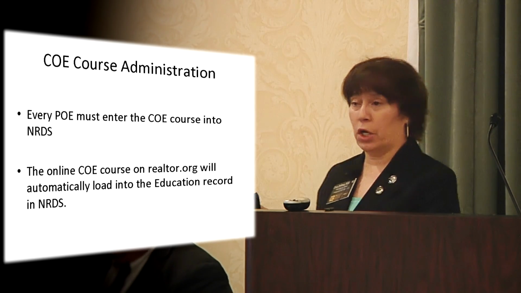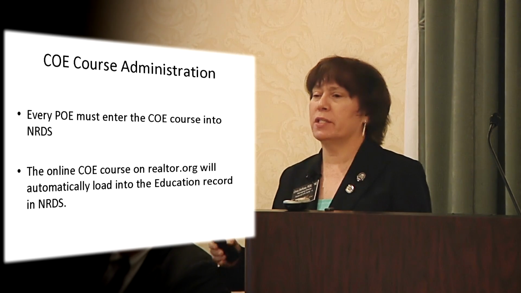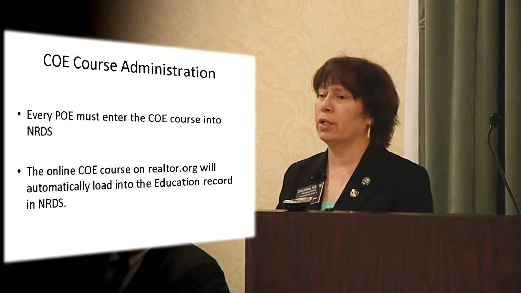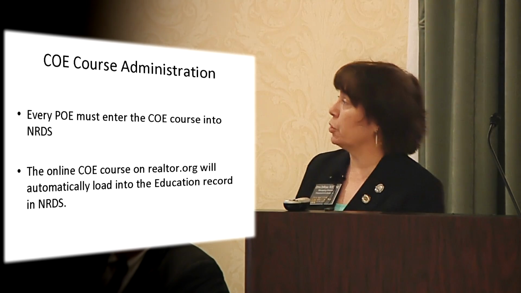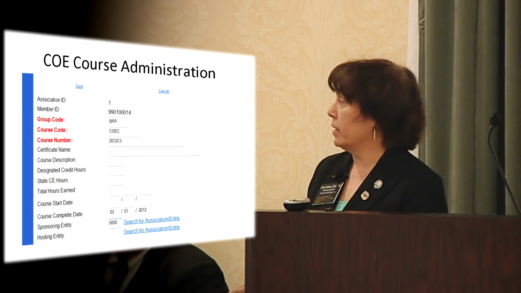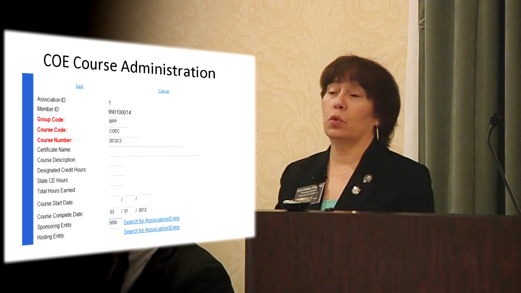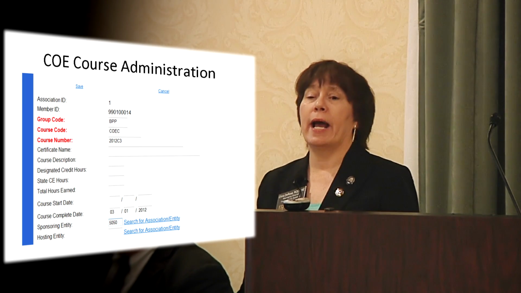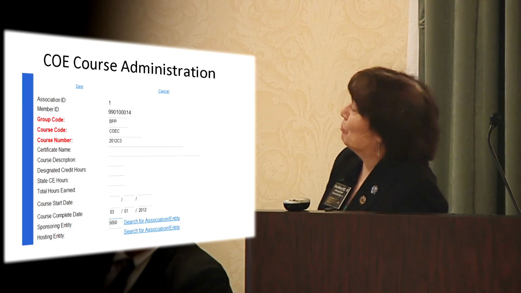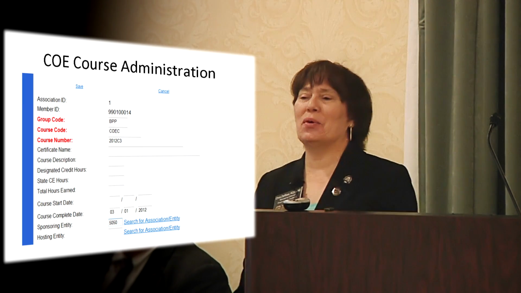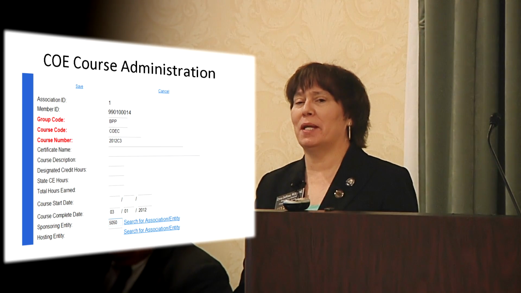Again, the education record existed before Code of Ethics, so there are a lot of fields in it because it was intended to track all sorts of education, but if what you're doing is putting in the Code of Ethics, there are only a few fields that you need to worry about. It's fairly simple, the information that you would enter. Group code is required, and you always use BPP because it was board policy that came up with this idea. The course code is COEC, and the course number is the most important field to pay attention to.